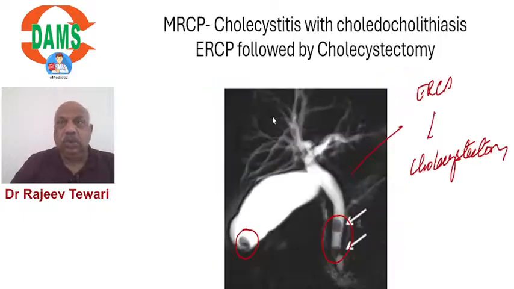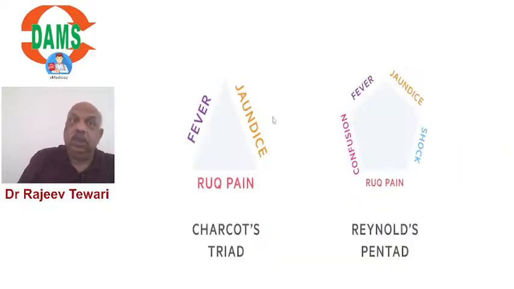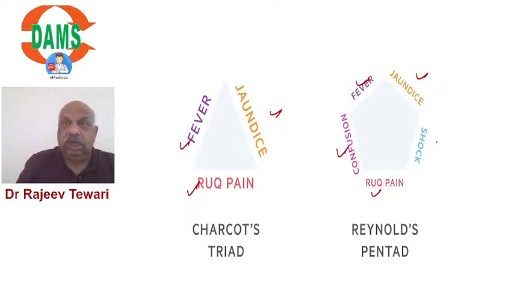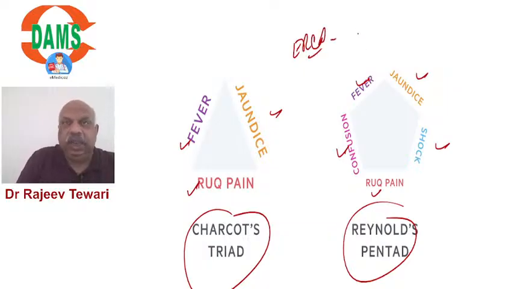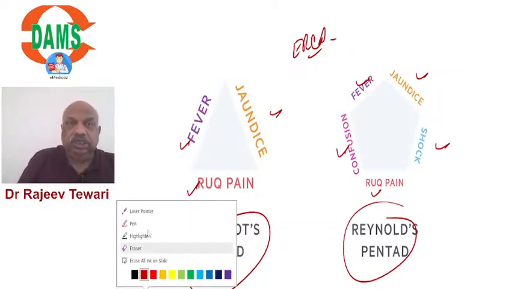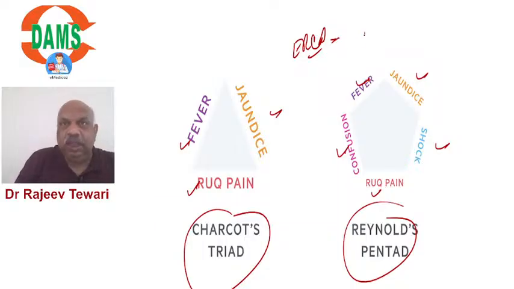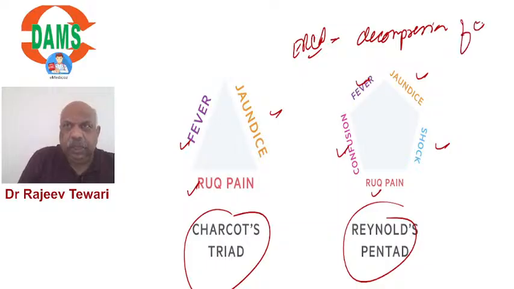And CBD stone can present with cholangitis, which is called Charcot's triad: fever, jaundice and pain. It can progress to septicemic shock. So now with fever, jaundice and pain, we have altered sensorium, shock, and in both of these conditions, ERCP should be done immediately and drain the CBD, which we call decompression. So this is an emergency patient who may die of septicemia: ERCP and decompression of CBD.